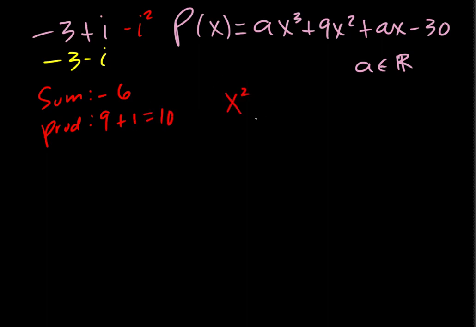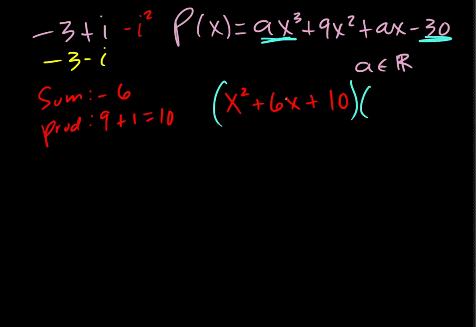Now we know that a factor is going to be x squared minus the sum. So in this case it's going to be plus 6x, and then we keep the same sign. So change the sign on the sum, keep the sign on the product. Now if we're looking at this and we're comparing, we want to try to make these happen. This needs to be multiplied by ax, and this needs to be multiplied by negative 3 to make this happen.